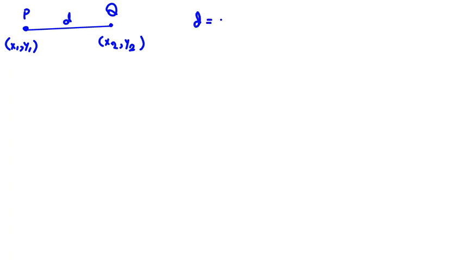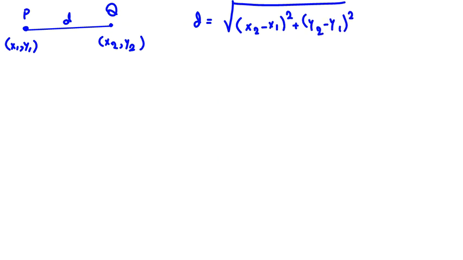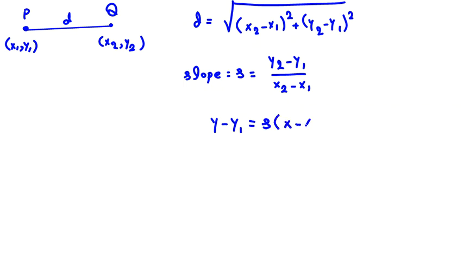d is what? The square root of, by the Pythagorean theorem, you can easily prove, (x2 minus x1) squared plus (y2 minus y1) squared. Okay, if you want to find the slope of this line, we call it S, it will be (y2 minus y1) over (x2 minus x1). If we want to write the equation of this line, we can consider 1 point: y minus y1 equal to S times (x minus x1). This is the equation of this line.